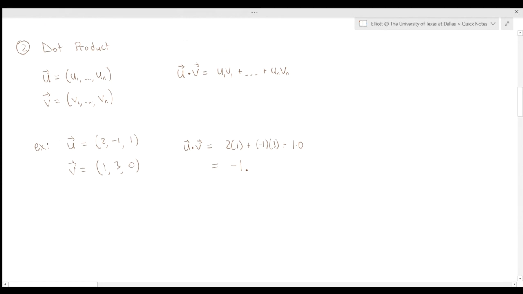So the formula is pretty simple, but you might wonder, what's the point of doing this computation? What does this number actually represent? The reason why we care about the dot product and talk about it is because this number that we get when we compute the dot product contains a lot of geometric information about our vectors.